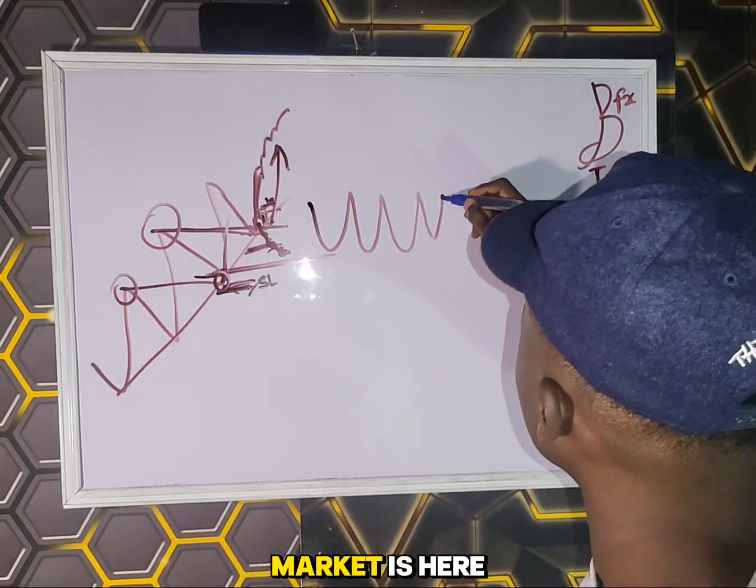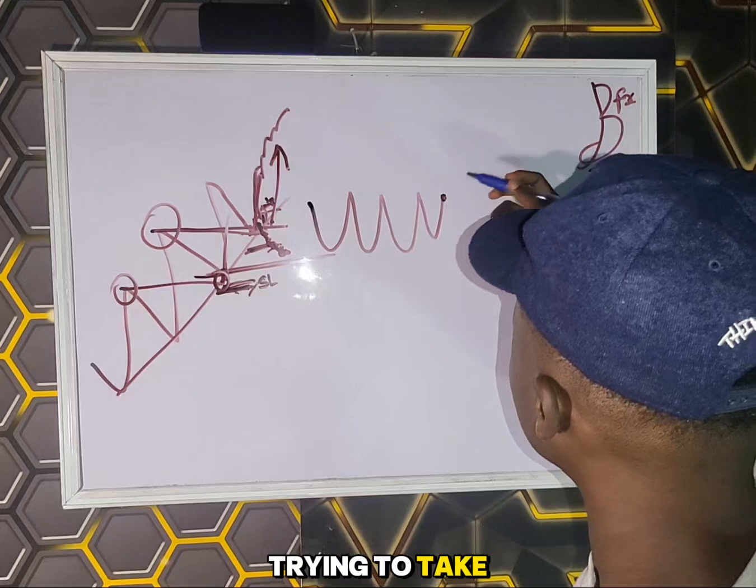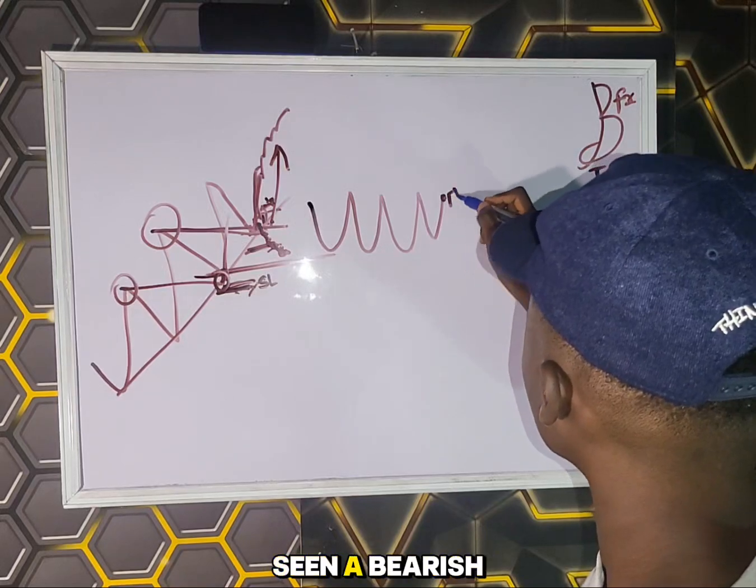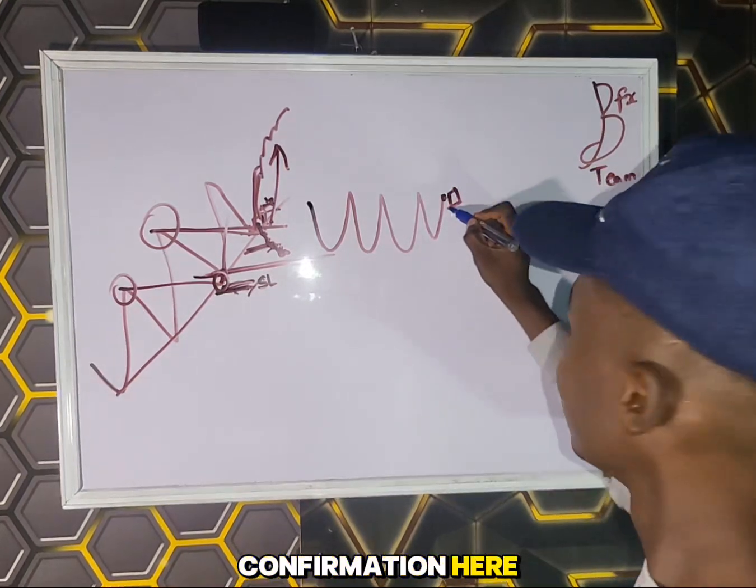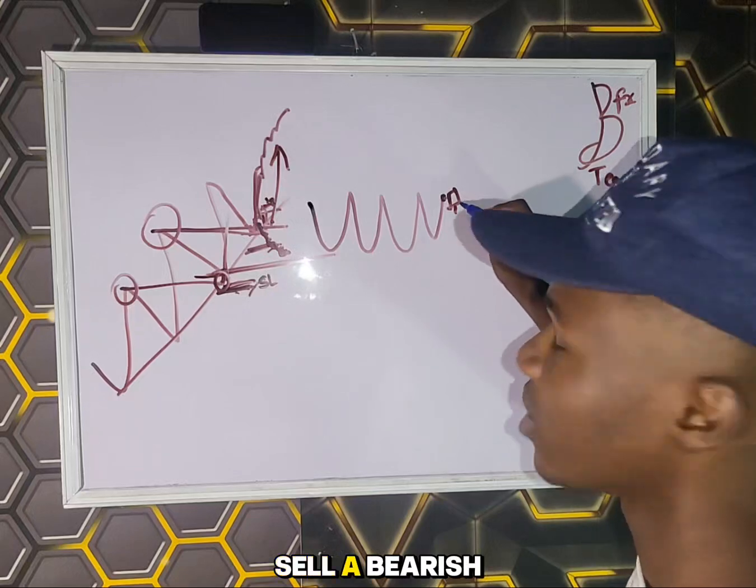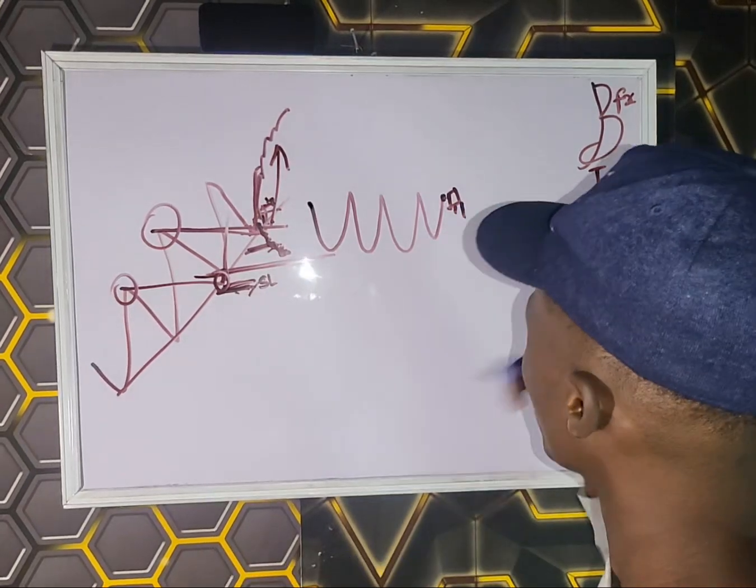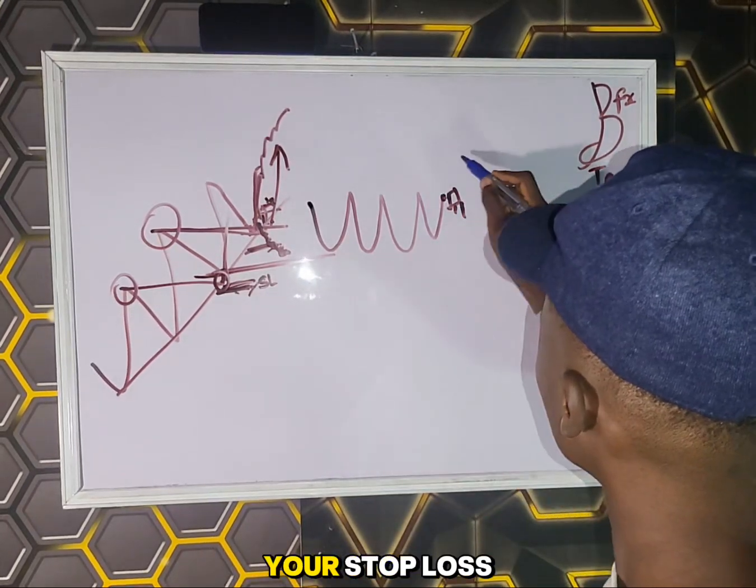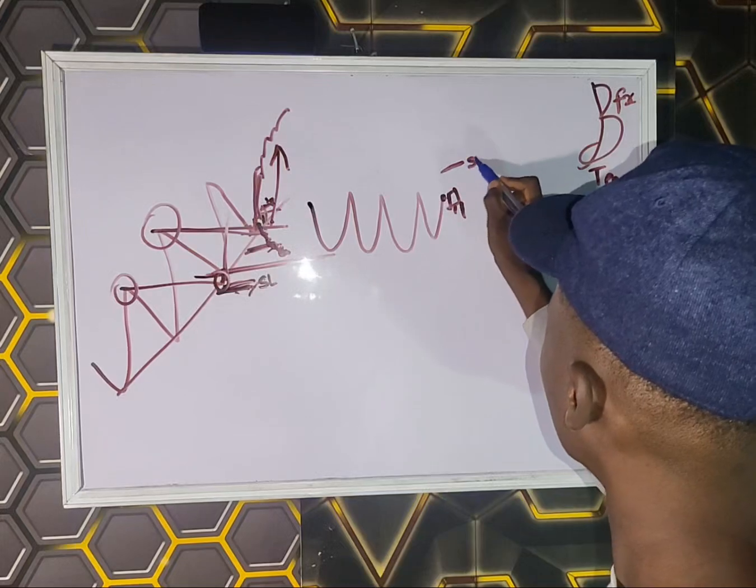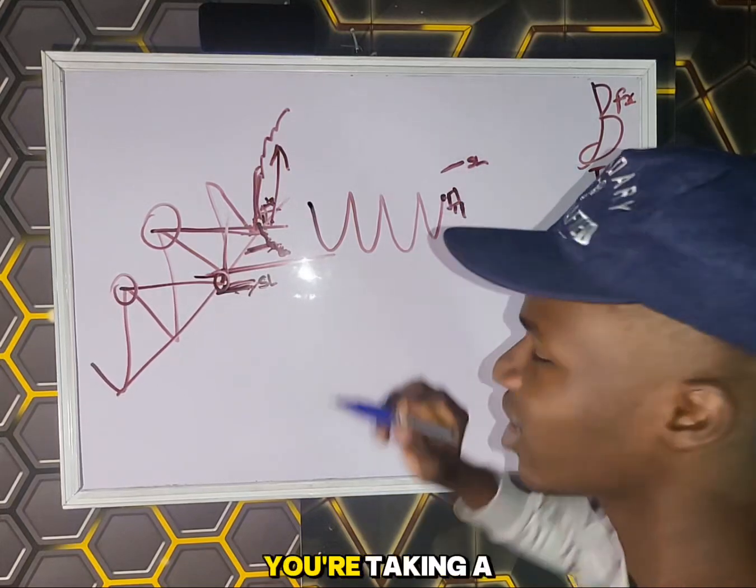Let's take for instance that the market is here and you are trying to take a sell after you have seen a bearish confirmation here, a bearish candlestick to take a sell. What do you think your stop loss is? Your stop loss will be above here. You're taking a sell, right?